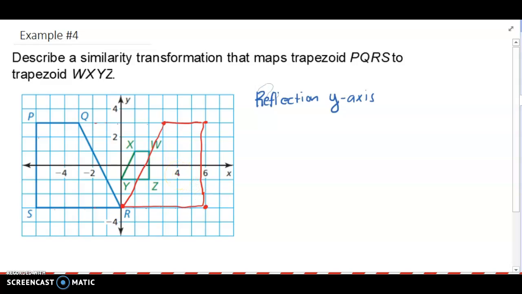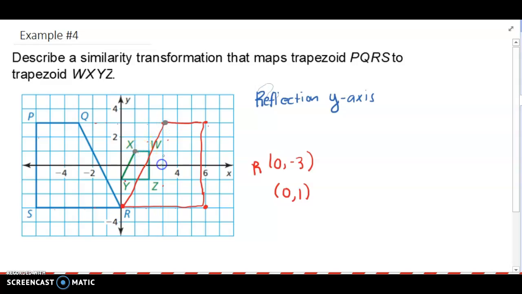Okay, so eventually I want R to become Y. I want this to become Z, this to become W, this to become X. If I look at just R and Y, my R right now is at (0, -3). I want it to be (0, 1). Okay, let's just do another test coordinate. Let's do this one here. I want it to be this here.